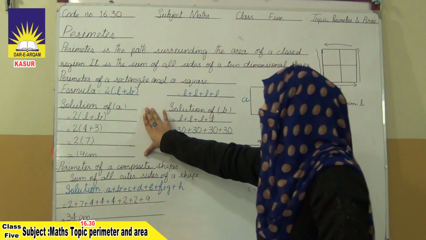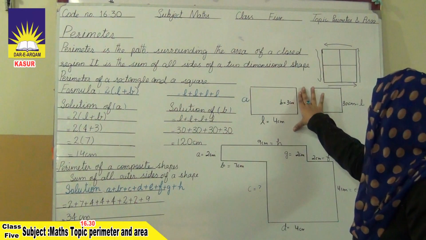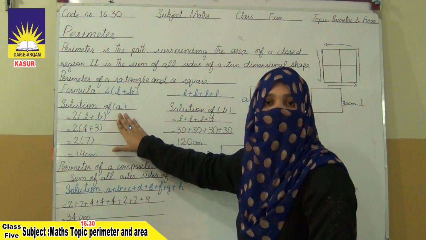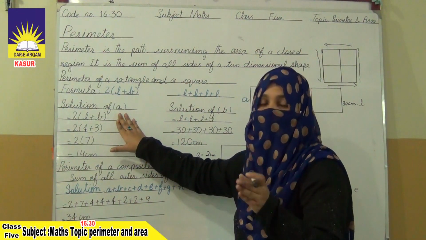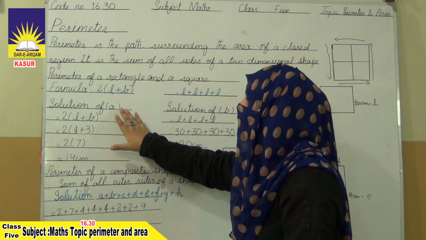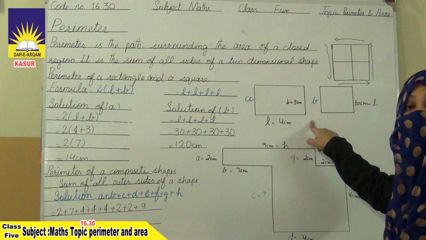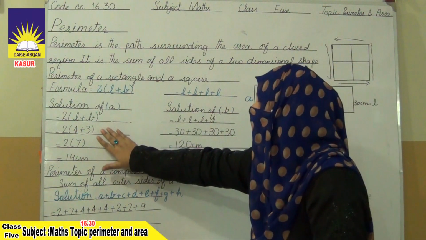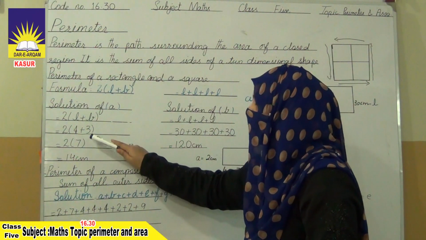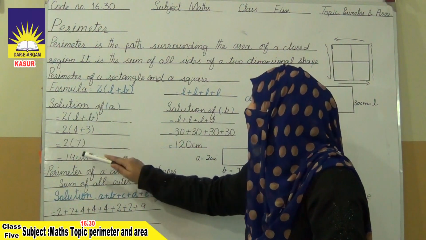So the shape A is our rectangle. So we have a solution. First we put the formula of a rectangle. How to calculate the perimeter of a rectangle? It's 2 into (L plus B). Then according to the shapes, the values which are given in the shapes, just put them in the formula and calculate. 4 plus 3 is 7. And then just simply multiply it. 2 times 7 is 14 centimeter.